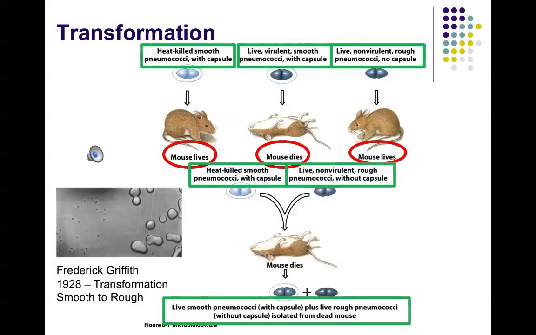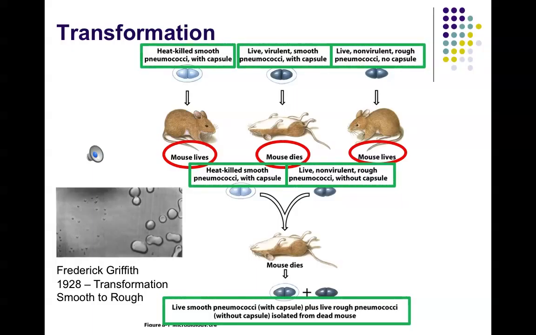For whatever reason, maybe he was just trying different combinations. One of the combinations of materials that he used on his mice was a combination of heat-killed smooth Streptococcus pneumoniae, every little bit from that heat-killed preparation, and living or growing, non-virulent, rough Streptococcus pneumoniae without capsule. So he injected both of those materials into his mouse and quickly found lots of sick and dead mice.